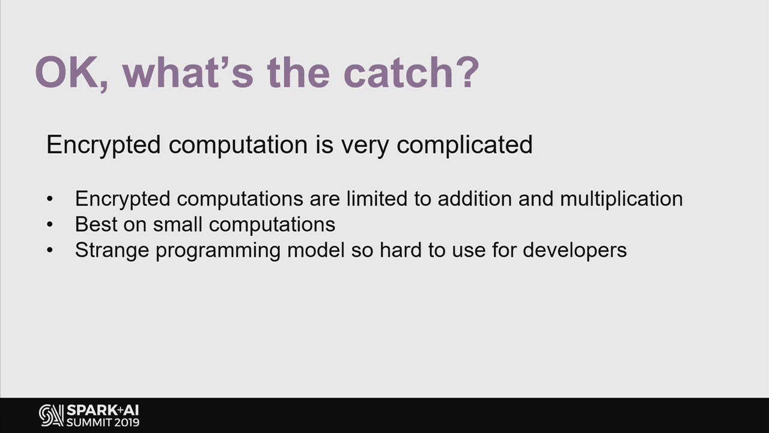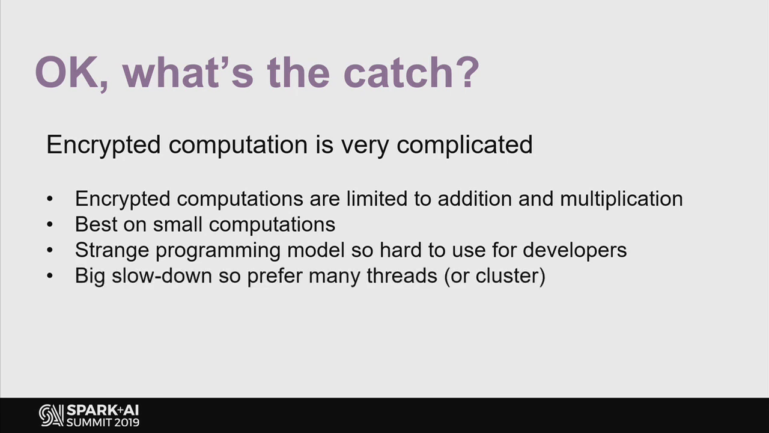Something that we're running into is that the programming model is very unusual, and it's still kind of hard for developers to learn. We're developing and thinking about what kinds of tools could help with this. And finally, or maybe not finally, there's a big slowdown. Encrypted computation is maybe 100 or 1,000 times slower than unencrypted computation. So it's significantly slower. If you have big data and you're struggling with that, there's no chance that you could do it like this. But that's not our approach at all.